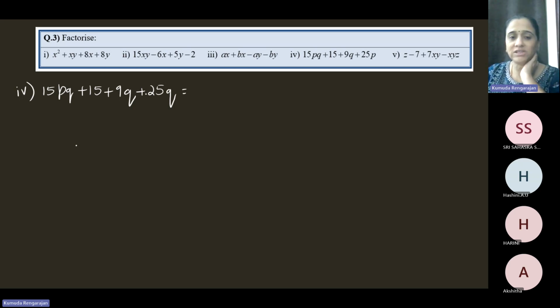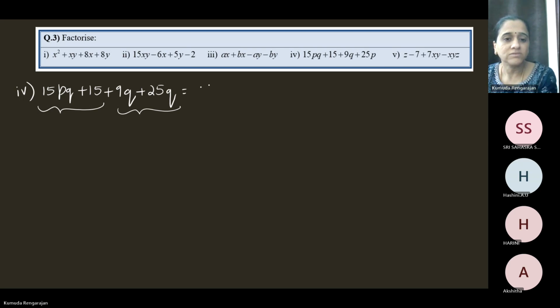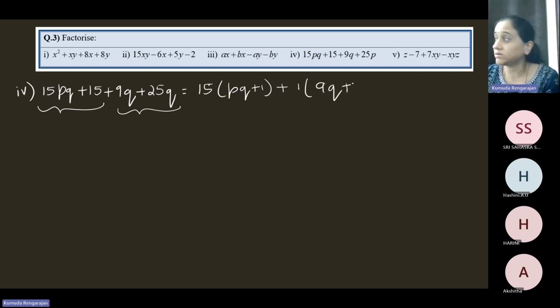But here, what is common between these two, 9 and 25? You'll get 9 and 25 in the bracket, so you're not going to get the same expression in the two brackets. So before you start, you can look at the expression and realize that you have to rearrange. Otherwise, if you go ahead as it is, 15 is common, PQ plus 1, then 1 into 9P plus 25P. Sorry, this is 9P, this is 25P.